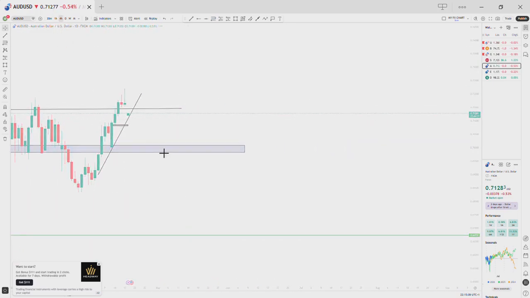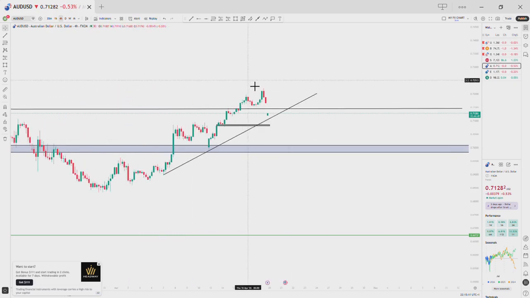Alright. So for AUDUSD, let's be calm. Definitely keep an eye on AUDUSD, but for now I don't have any entry criteria on it.